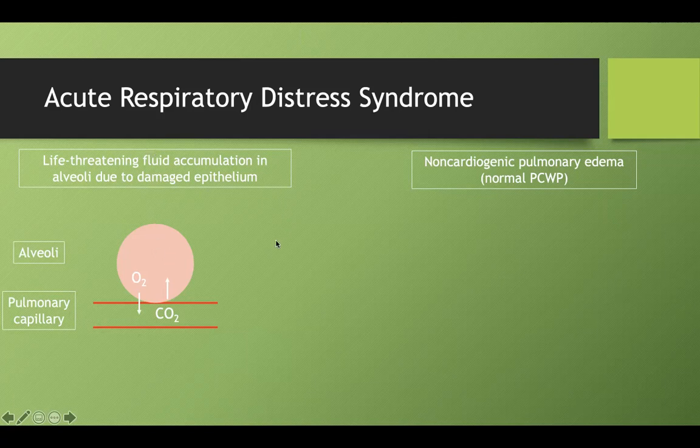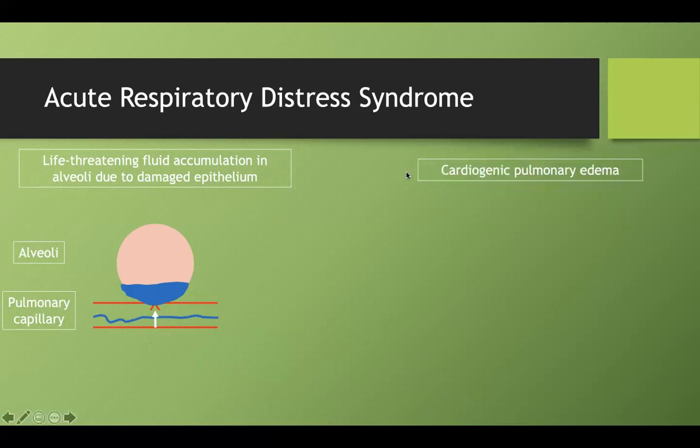So what happens in ARDS is that you have this damaged epithelium right here. And all the fluid that's within our pulmonary capillaries can now see this damaged epithelium and starts to leak out and into our alveoli. Remember, we needed our alveoli for that CO2 and O2 gas exchange. So if you have all of this water here, it's obviously going to have an effect on your breathing and several other factors.